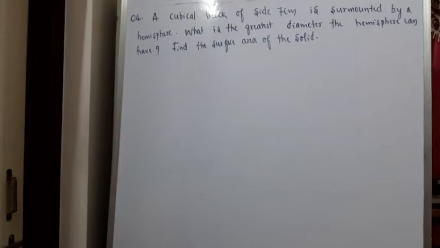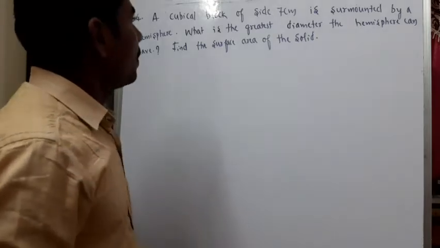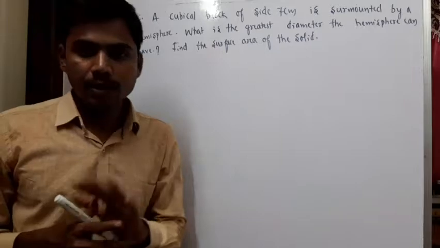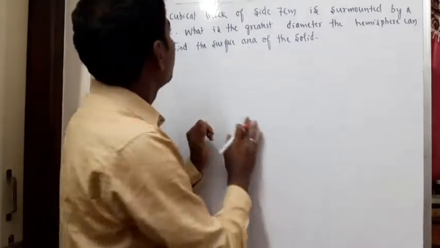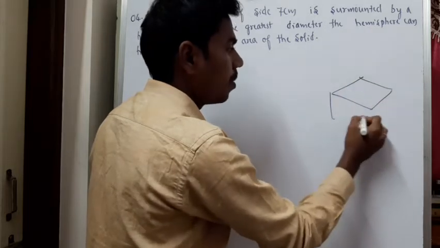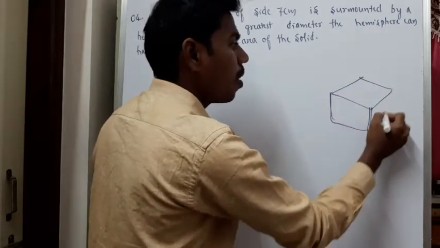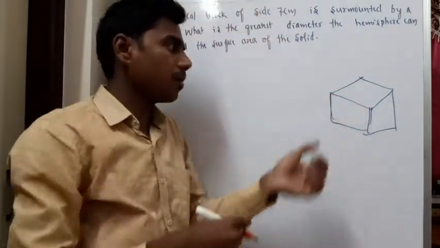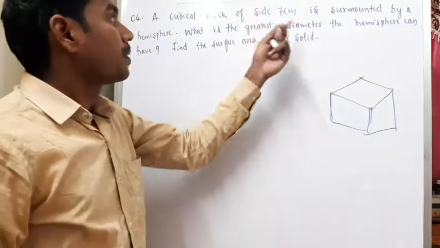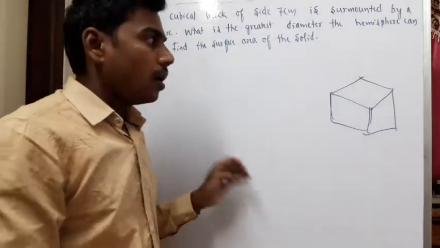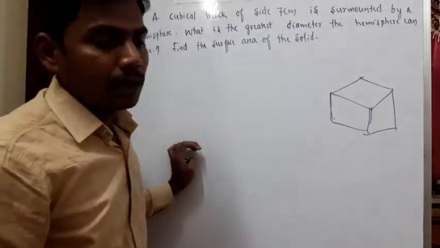So fourth question, a cubical block of side 7 centimeter is surmounted by a hemisphere. What is the greatest diameter the hemisphere can have? Find the surface area of the solid. See, there is a cubical block. A cubical block is surmounted by a hemisphere, it is placed on that particular block. And what they are asking, what would be the greatest diameter of that particular hemisphere?